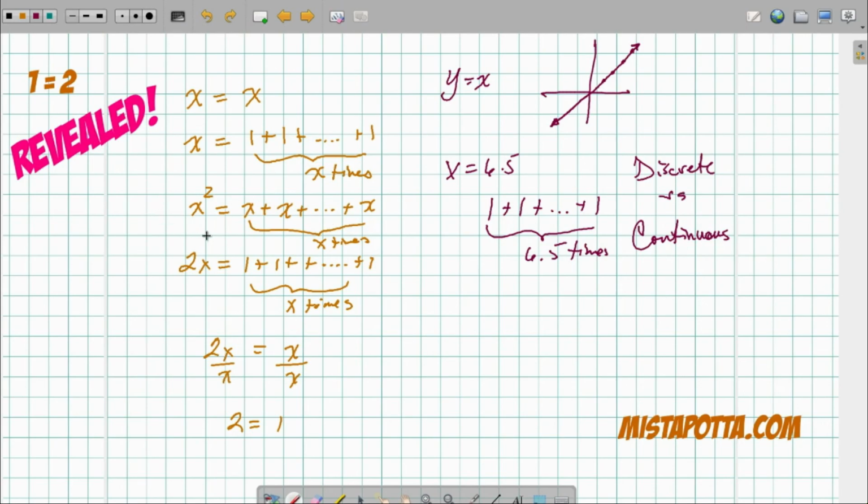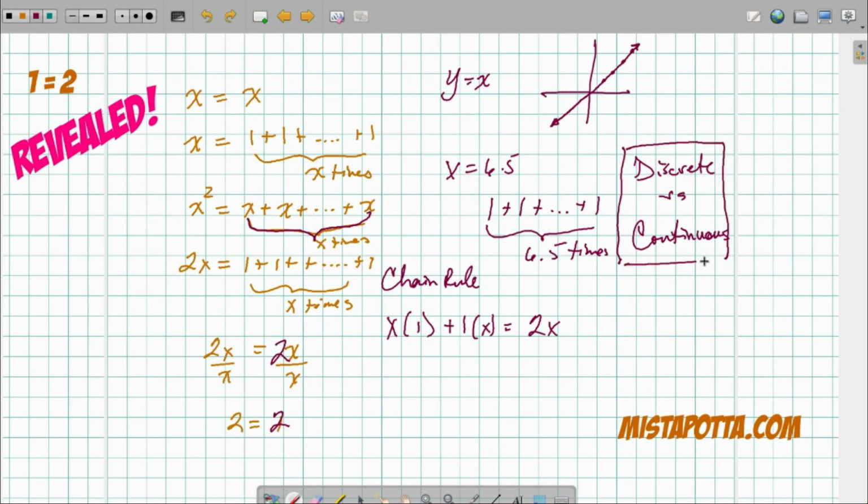The other part, of course, is when I actually multiply by x, because this number here is x, I have to use the product rule when I actually take the derivative. And so I'm going to have x times 1 plus 1 times x, which actually ends up giving me the 2x that I want. And so I actually end up with 2x equals 2x here. And so I end up with 2 equals 2. So the main problem with this is this concept of discrete versus continuous.